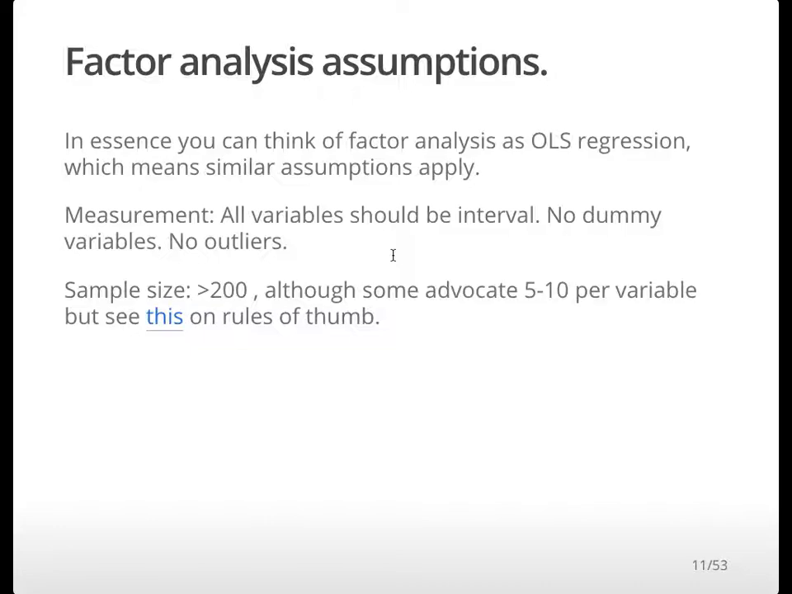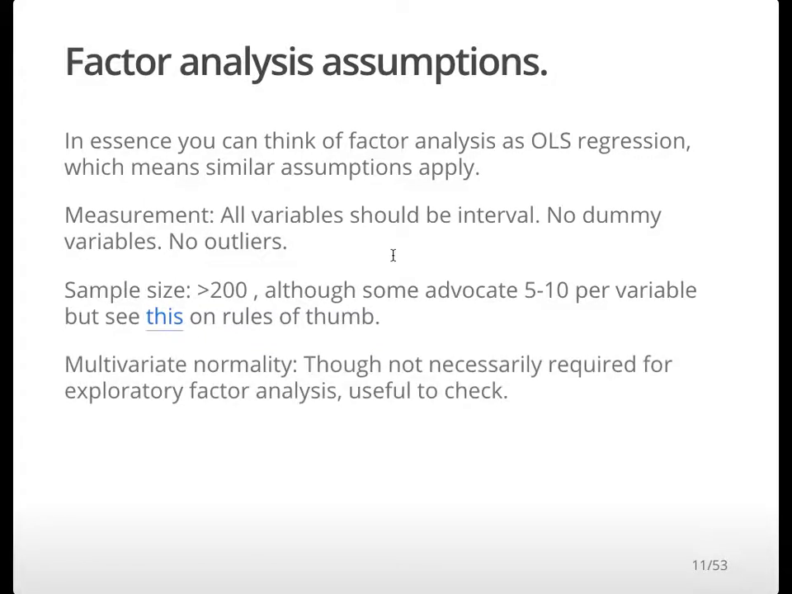Sample size. Some people say, as a rule of thumb, you shouldn't do it unless you have more than 200 people. Other people say you should have 5 or 10 per variable. By variable I mean, suppose you're looking at 30 questions, you should have between 150 and 300 people. But there are some debates about rules of thumb and whether they're useful. You can read more about those, but these are some general guidelines. Generally, it's not a good idea to attempt it if you have very little data. If you only have 30 or 40 people, usually you don't want to go down the route of factor analysis.